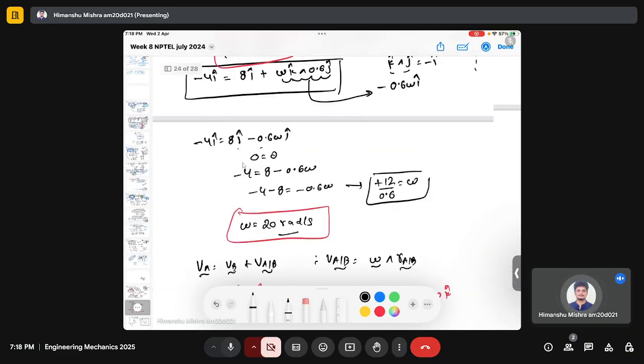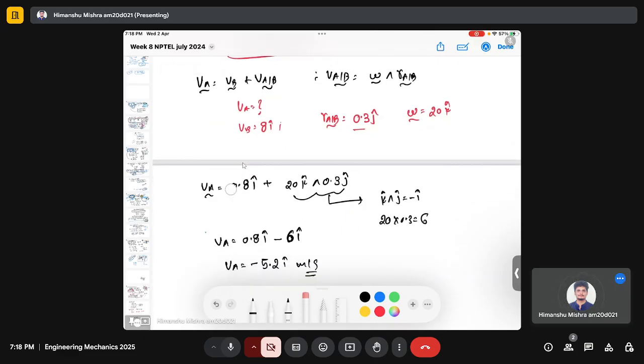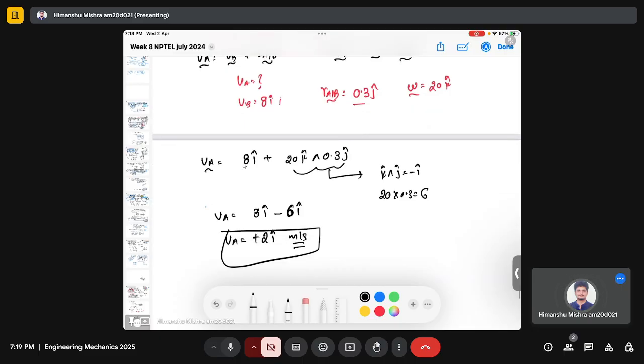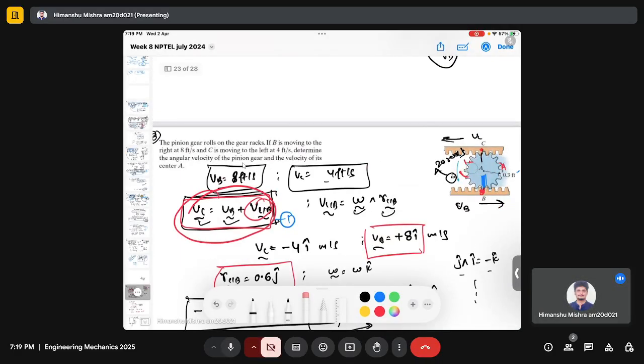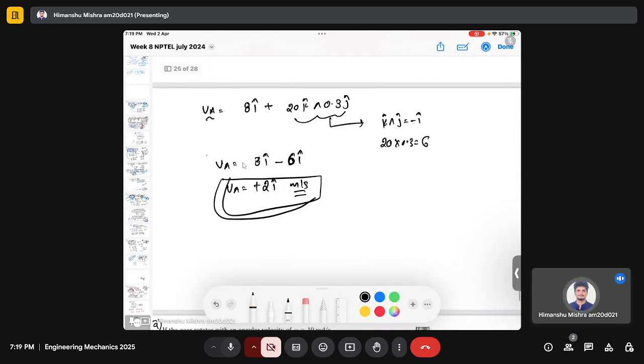Sorry, this VB was 8, right? It is not 0.8, it is actually 8. So this will be minus 2, plus 2i meter per second. So this will be my velocity at point A. Sorry for this confusion. So my velocity A will be in the right hand side direction because it's positive 2 meter per second. So this is my velocity at point A.